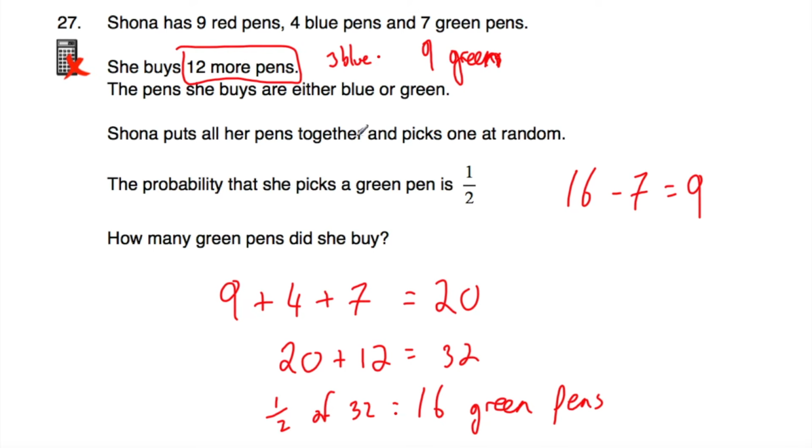The answer is 9. So just to recap, we added up how many pens she had to begin with, which was 20. She bought 12 more, so that means she has 32 pens. The probability of picking a green pen is a half. That means that half of the pens are green, so that means there's 16 green pens. And we took away the 7 that she had to begin with, so that meant she bought 9 more. So the answer is 9. Okay, let's have a look at our next question.